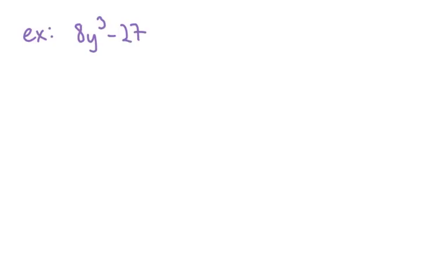8y cubed is a perfect cube, and 27 is a perfect cube. So you can see now why memorizing your perfect cubes is really helpful. So let's identify A and B. A is the cube root of 8y cubed, which is 2y. B is the cube root of 27, which is 3. Okay, so that's going to help us.